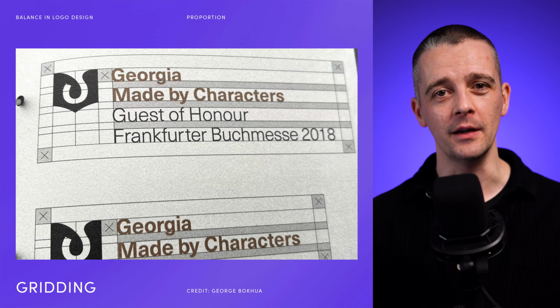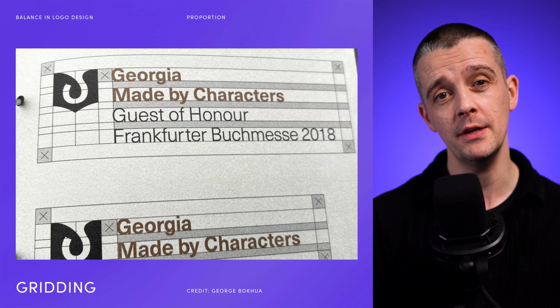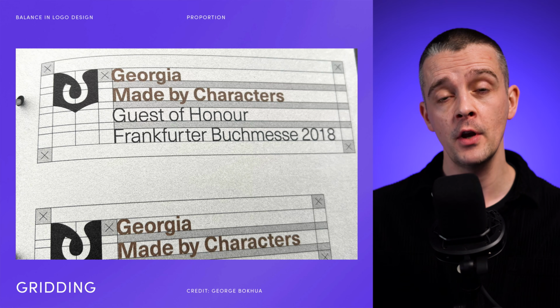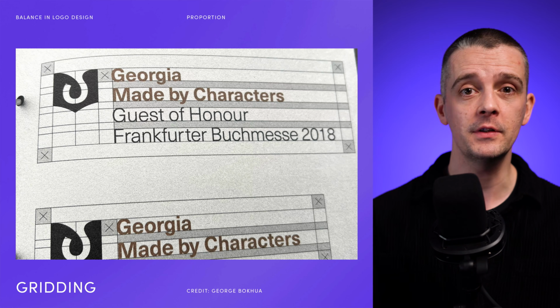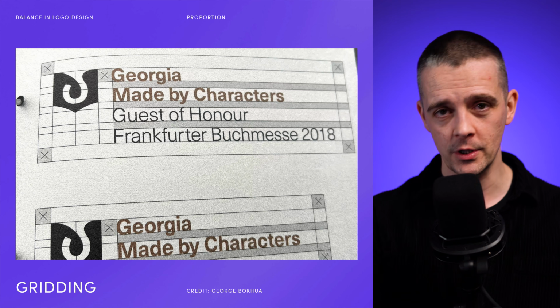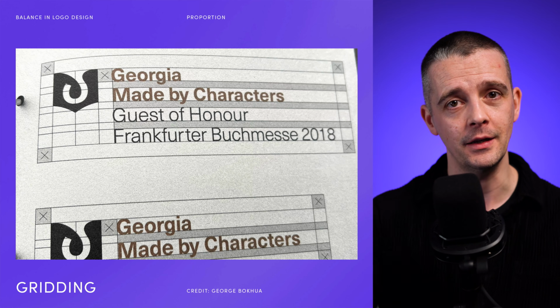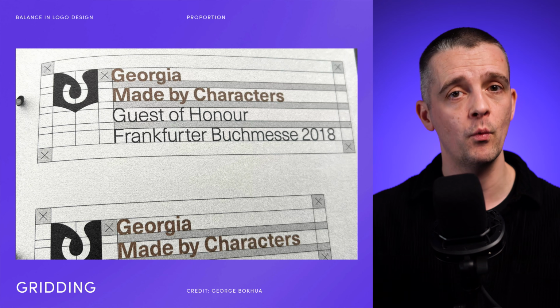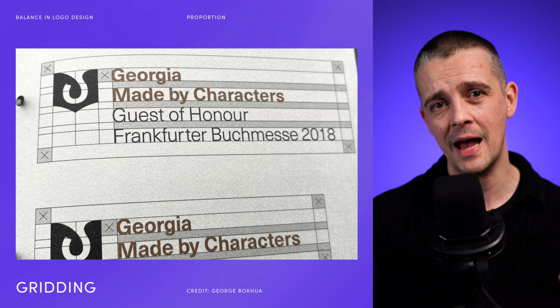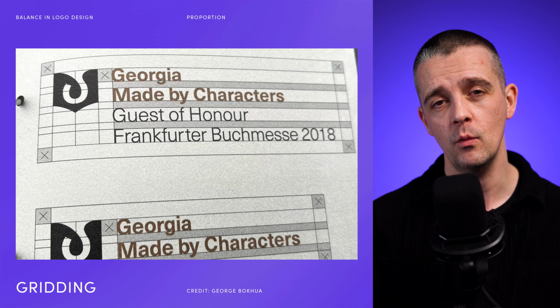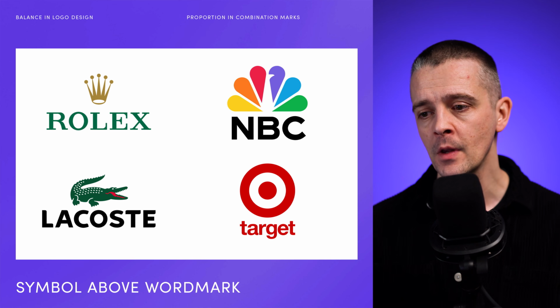So this gridding, as a general rule, using grids can help you when you're building your symbols to ensure that the symbol looks balanced. It gives you a deliberate place in which to place things, but it can also help lead and guide cues from the symbol and from the wider grid that you build for where type and other elements should sit within combination marks.